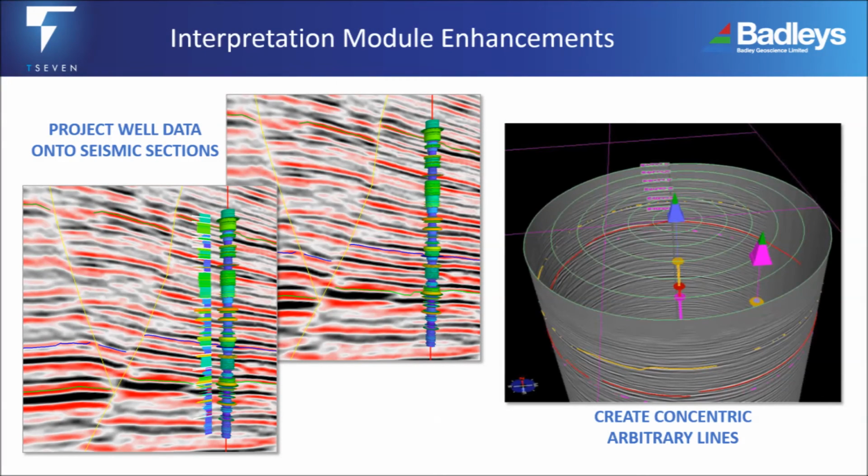Loaded well data can now be projected onto nearby sections. It is translatable and can be coloured according to attribute data, zonal data, lithology, stratigraphy, or reservoir quality. Concentric sets of arbitrary lines can now be created, enabling the visualization and interpretation of seismic data at specific and increasing distances from a given point of interest.